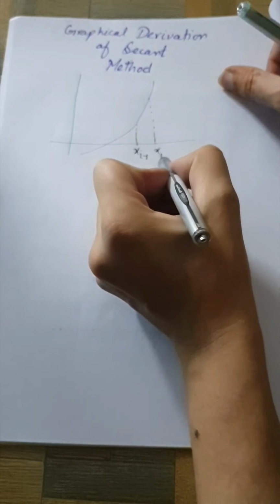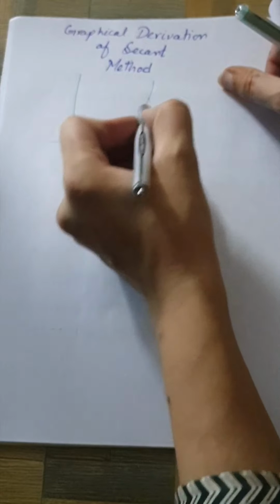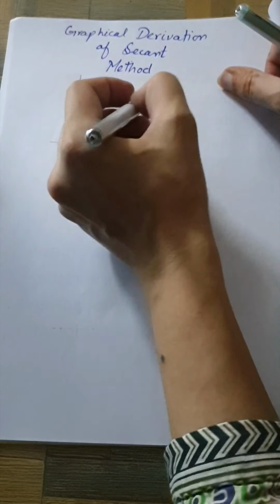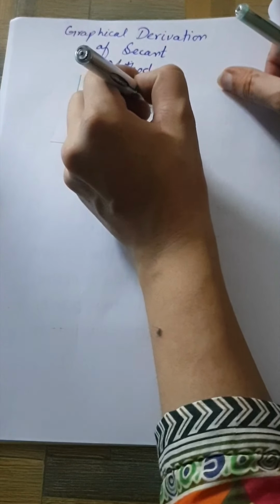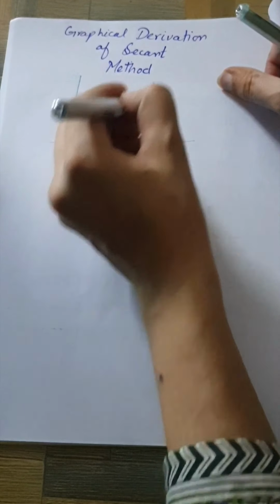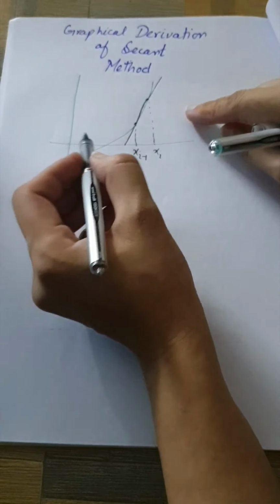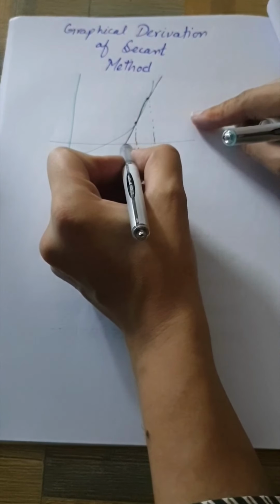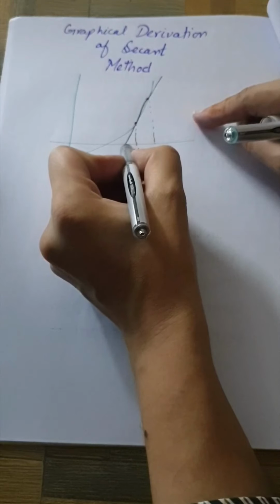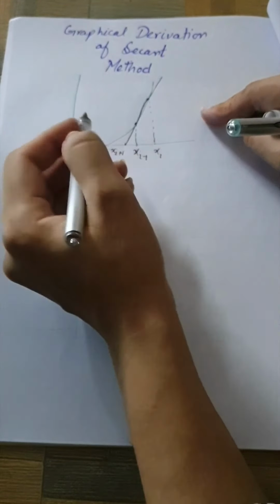Denoted by x of i, let's just join these two points with a secant line. If I draw a secant line passing through these two points, I will have it like that. You can draw it with a ruler, and the point where the secant line cuts the x-axis is denoted by x of i plus 1.